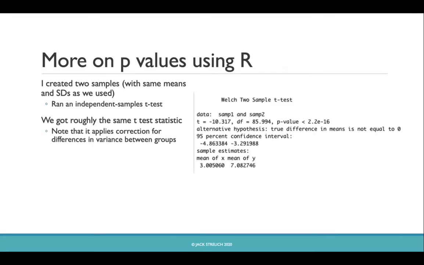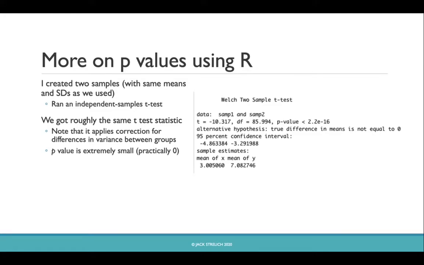Notice that R automatically applies a correction for differences in variance between groups. This is what it means by Welch two-sample t-test. You'll notice it applies this correction to the degrees of freedom, which is why we have fractional degrees of freedom, something that would not normally happen.